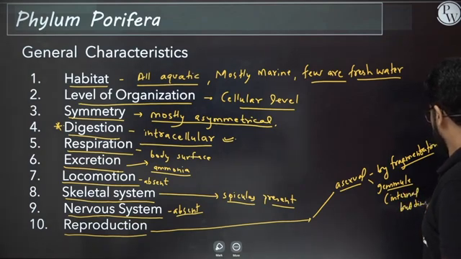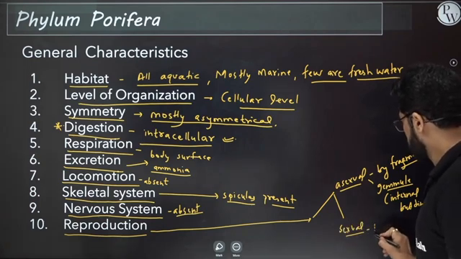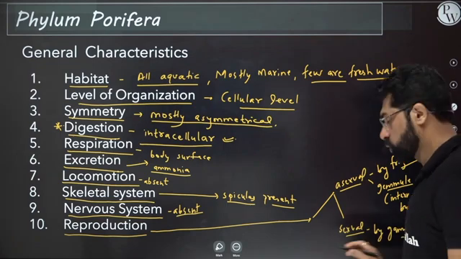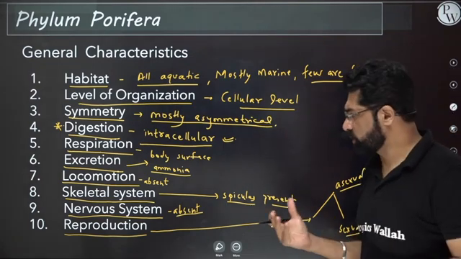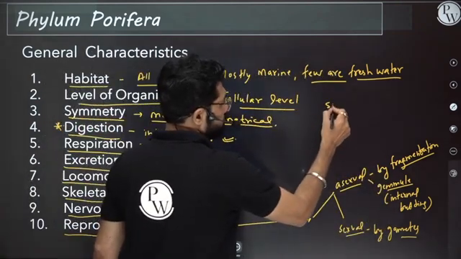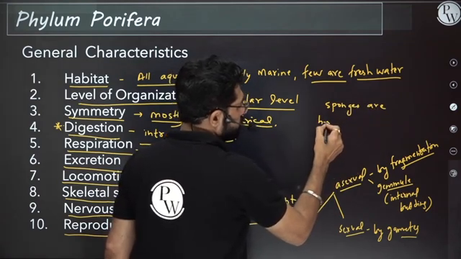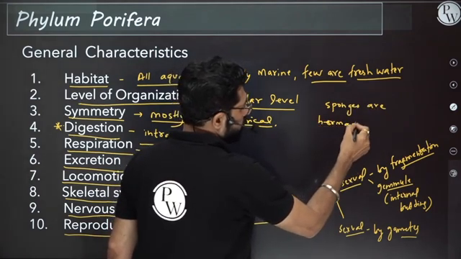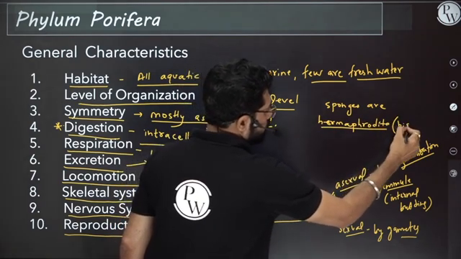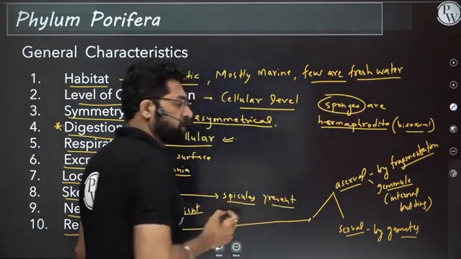And the sexual process by gametes. Sexual by gametes. One very important question: do they go for self reproduction? Because they are usually hermaphrodite. So sponges are hermaphrodite, which means bisexual or monoecious.